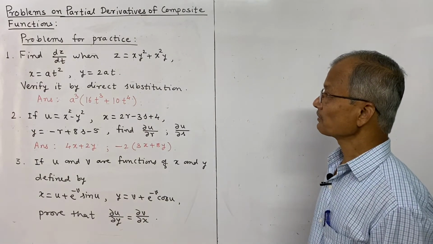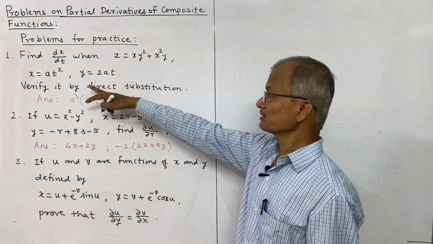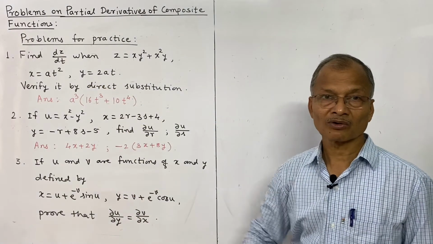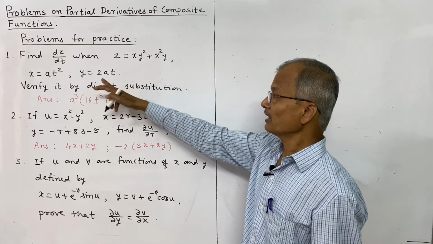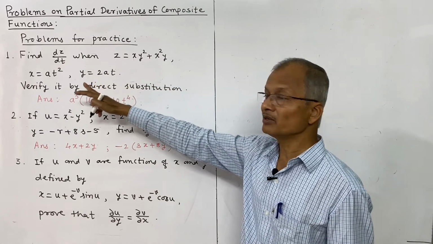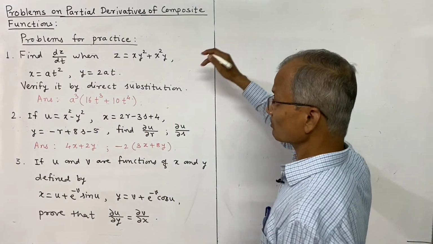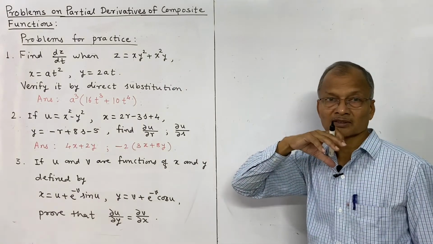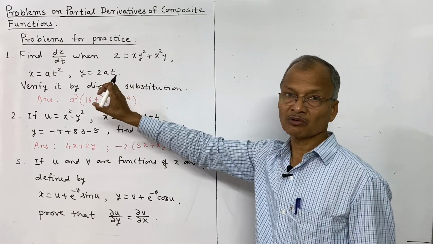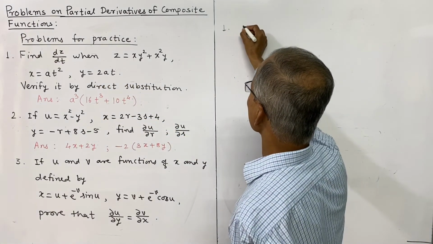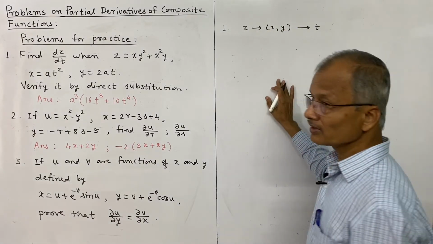See, the first one is find dz by dt when z is xy square plus x square y, x is equal to at square and y is equal to 2at. So here z is a function of x and y, and x and y are functions of t only. a is to be treated as constant. So in the first problem we have to use the first chain rule, and in that case the derivative of z with respect to t will be a total derivative, because for the first problem z is a function of x and y, and x and y are functions of t only.